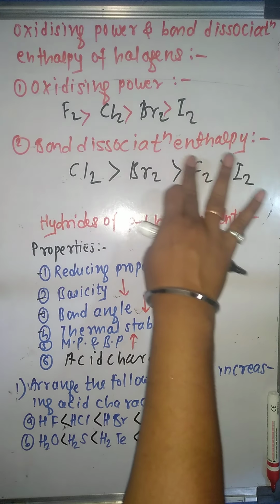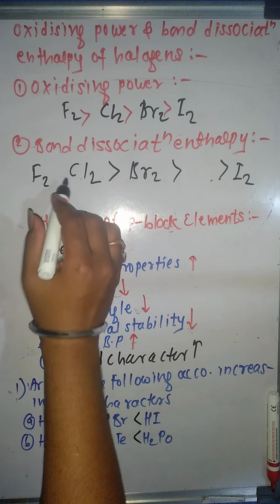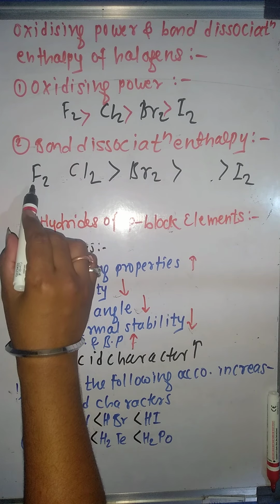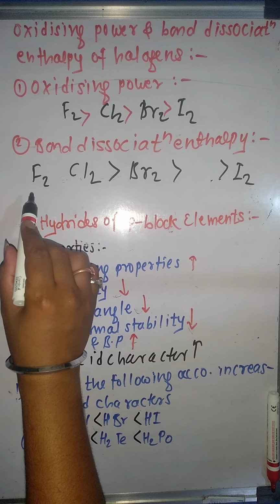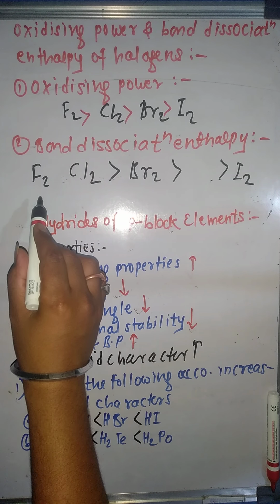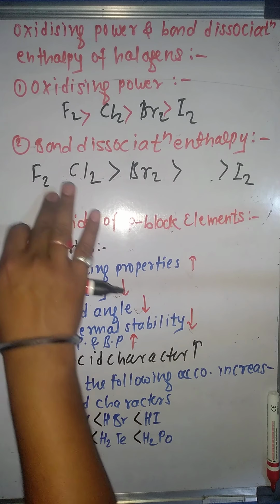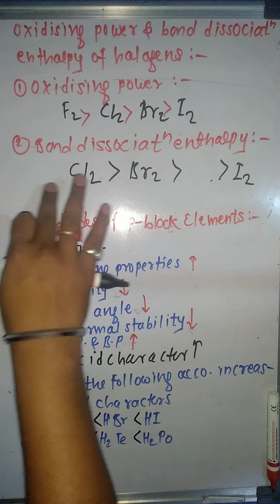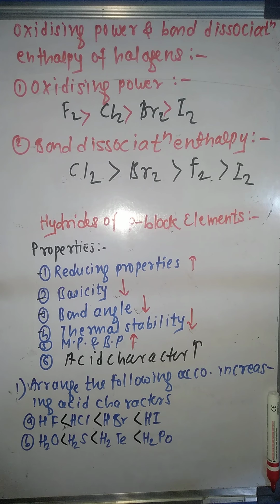What is the expected trend? It should be expected that fluorine would have the greatest bond dissociation enthalpy, but because of the shorter bond between two fluorine atoms, the lone pair repulsion is very high, and that creates a decrease in bond dissociation enthalpy. So instead of fluorine being at the first place, it appears at the third place in the decreasing order of the bond dissociation enthalpy series.